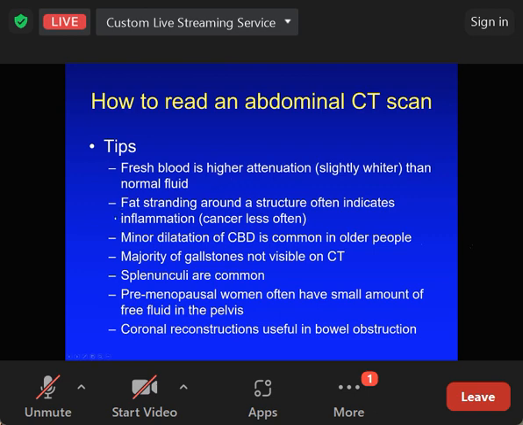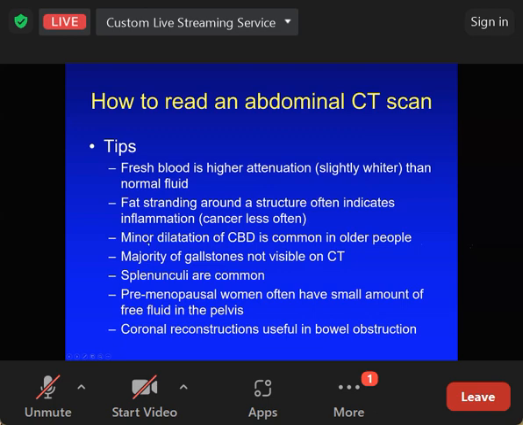Fat stranding is something very commonly seen in pathology in the abdomen and pelvis, partly because all the organs are surrounded by fat. Fat stranding is generally due to edema, and this is commoner in inflammatory conditions such as diverticulitis, appendicitis, cholecystitis, less often seen in cancer. So if you've got a lot of fat stranding, think inflammation.